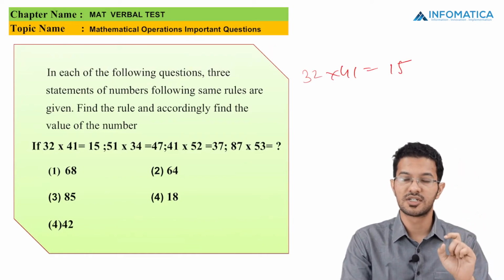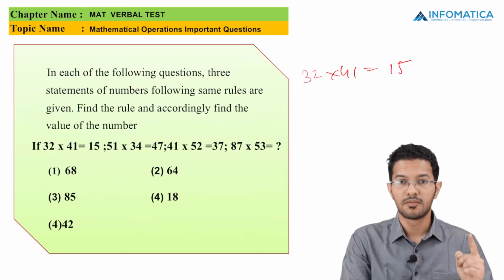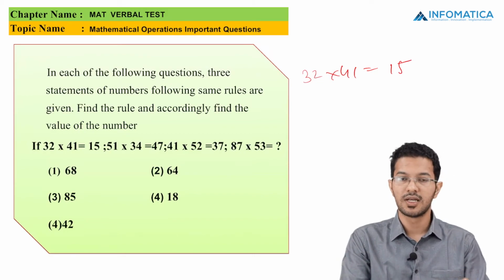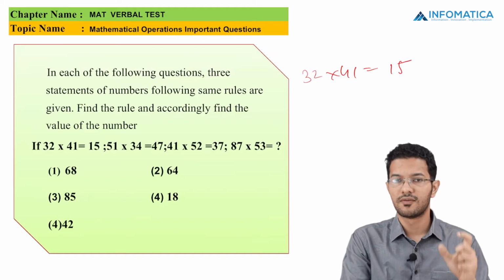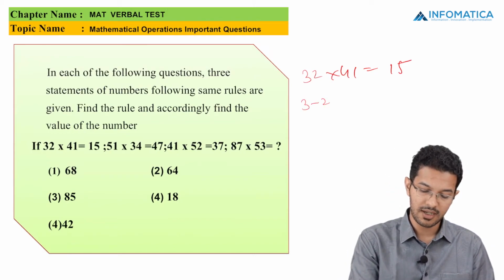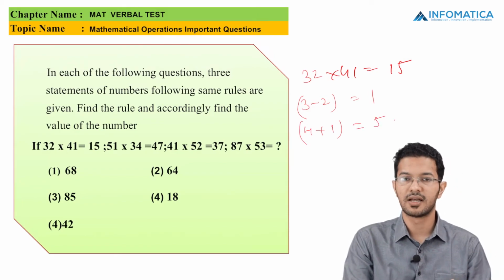So let me take the first number, which is 32. Now if I do 3 minus 2, I get the answer to be as 1. And if I do 41 as 4 plus 1, I get the answer to be as 5. So what we are doing is we are taking the first number, then we are going for the second number. In the first number we are going for the subtraction, and in the second number I'm going for the addition. So I had written 3 minus 2 is coming to be as 1 and 4 plus 1 is coming as 5.